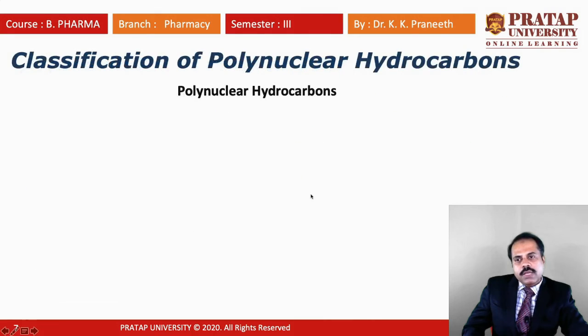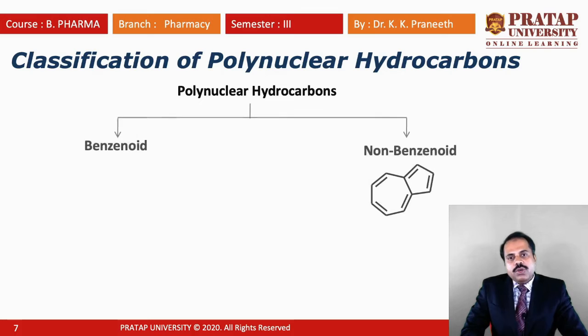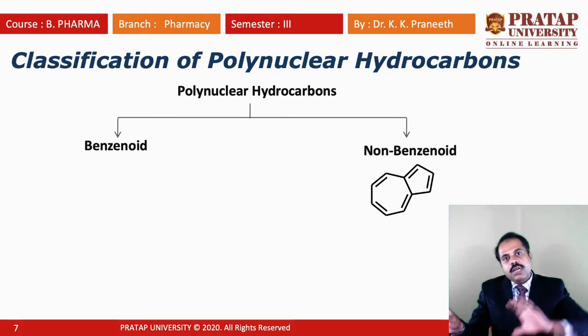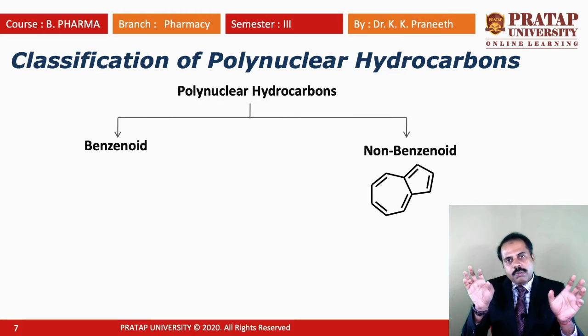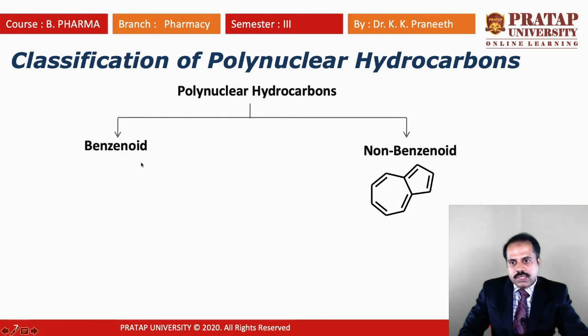So now let's move on to see the classification of polynuclear hydrocarbons. How is it classified? Polynuclear hydrocarbons are classified mainly into 2 types of structure, whether it contains a benzene ring or it does not contain a benzene ring. If the structure has a benzene ring, it is called a benzenoid compound or benzenoid polynuclear hydrocarbon. So this is the first classification.